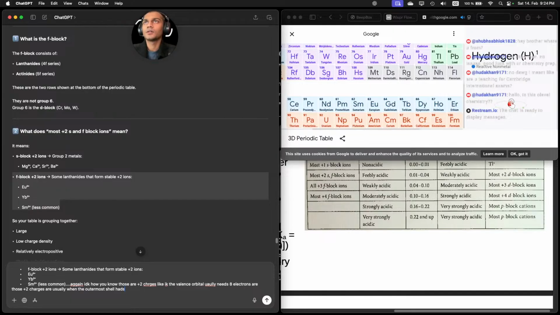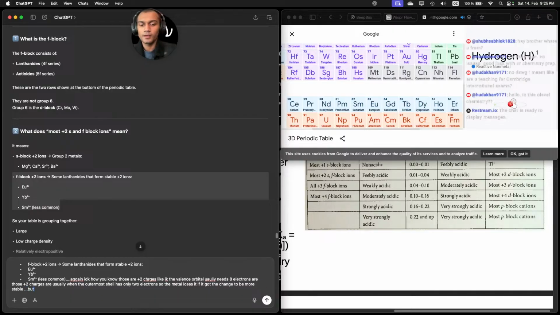Outermost shell has what? So the metal loses it if it gets the chance to be more stable, but I believe the octet rule is not applicable to everything.